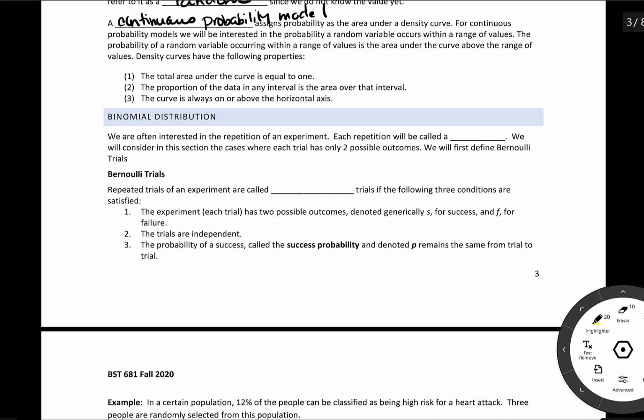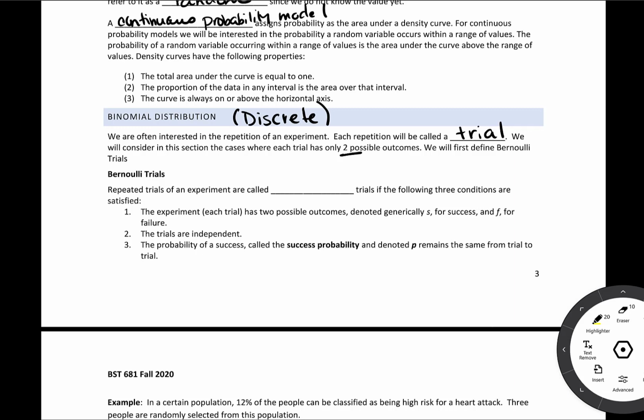The first one is called the binomial distribution. And so this one is going to be discrete. So we're often interested in the repetition of an experiment. Each repetition will be called a trial. And we're going to consider in this section the cases where each trial only has two possible outcomes.